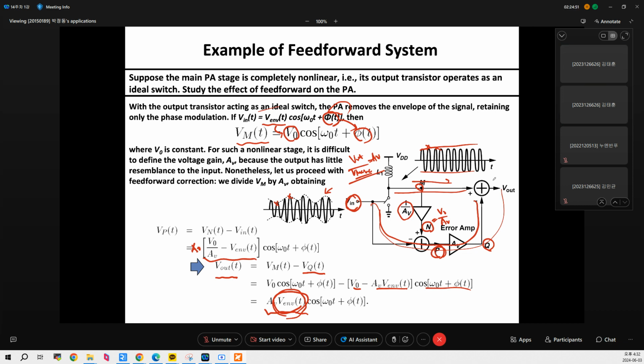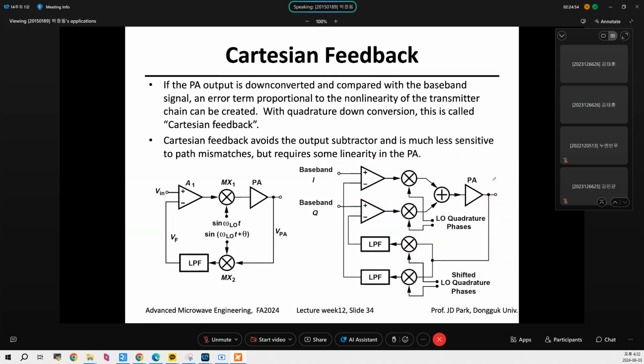Alright. Anyway, therefore, you guys need to understand what's going on behind the surface, okay? So this is a Cartesian feedback. If a power amplifier output is converted and compared with the baseband signal, an error term proportional to the non-linearity of the transmitter chain can be created. Okay, it's the same as before. Okay, with a quadrature down conversion, right? This is called a Cartesian feedback.